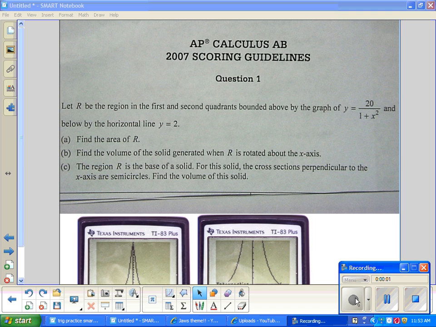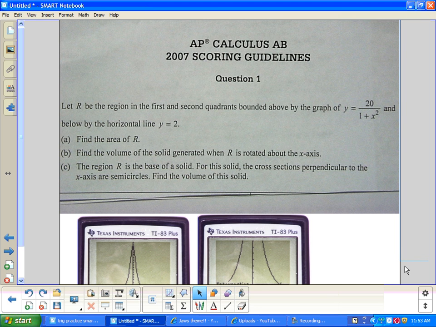Right, so this is AP Calc AB Test 2007, question number 1. It's a calculator problem, so all this is done by calculator. It says let R be the region in the first and second quadrants bounded by the graph of the rational function 20 over 1 plus x squared and a horizontal line y equals 2. So I quickly put these into my calculator, and then it says find the area of region R.